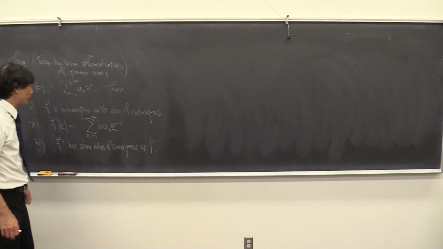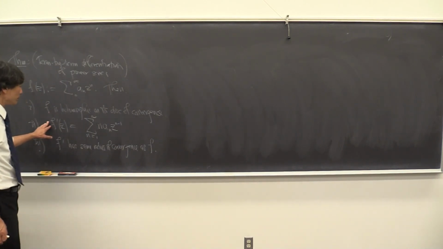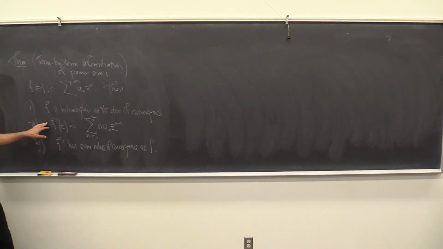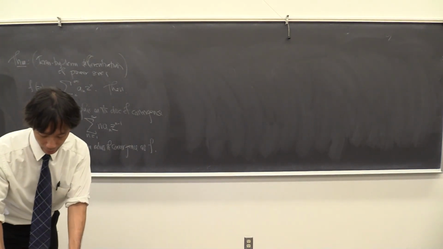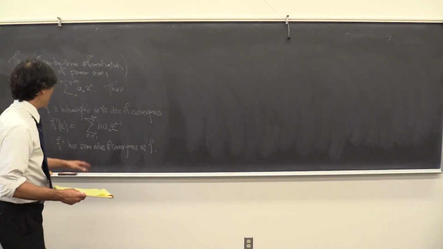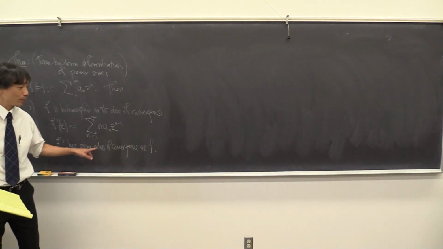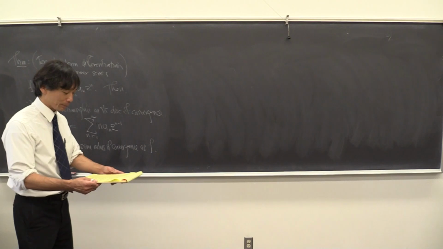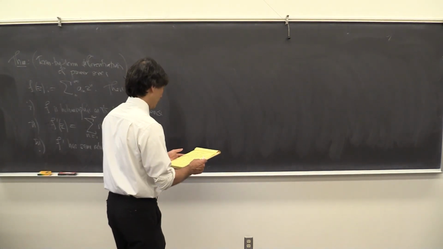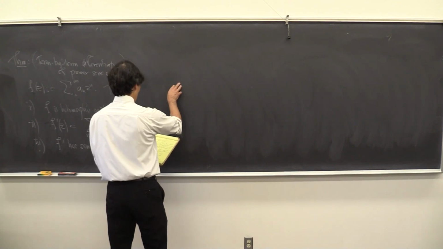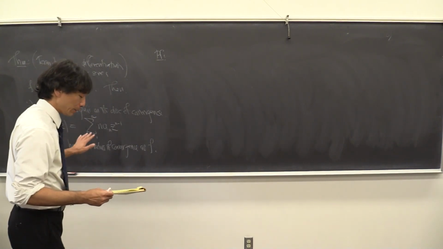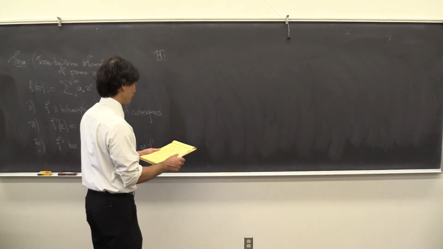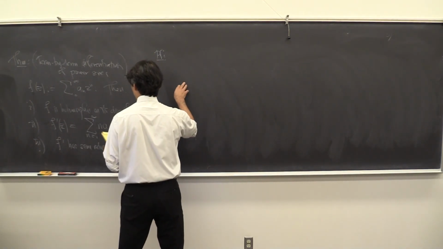Okay, so the hard part is this middle part, showing that the derivative can be obtained in this term by term way. So let's go for that. This last part, showing that they have the same radius of convergence, just apply the root test, and then you see that it's the same. So I'm not going to do the last one. It's easy to see that they've got the same radius of convergence.